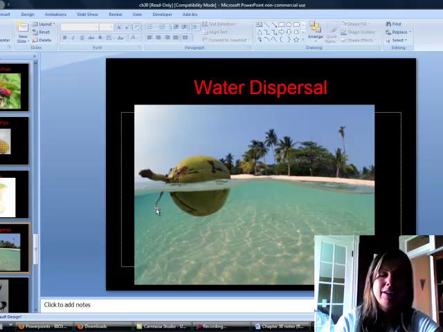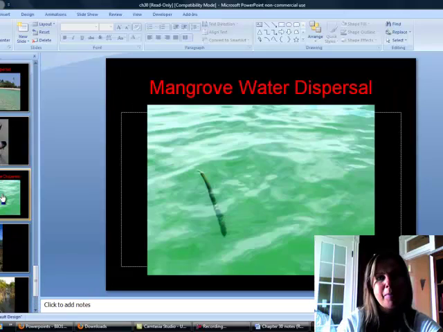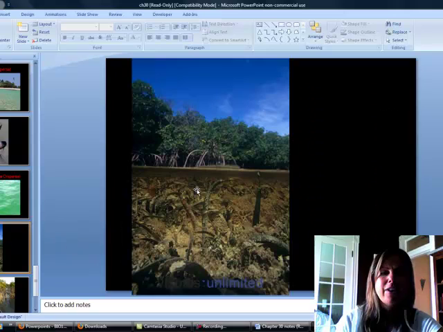In this one, you can actually see a little root starting to grow. And what happens is once they get to the sand, the roots start to grow. They have hormones in them that tell them what direction is down, and then they'll grow into a palm tree. And then another one that's going to use water dispersal is going to be the mangrove. This is a mangrove seed propagule right here.